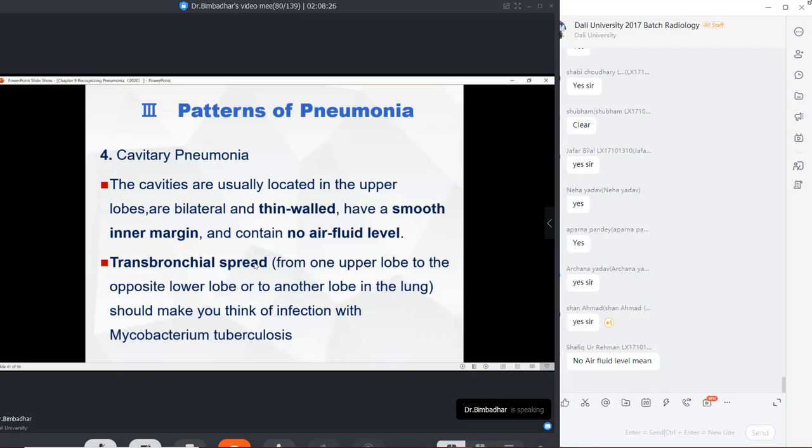Okay, an abscess is generally a healed up cavity. So that's the reason a cavity has a thin wall and a smooth inner margin. Whereas an abscess will not have a smooth inner margin, it will have a thick wall along with an irregular inner margin, and it contains an air fluid level. Whereas the cavity has a thin wall and a smooth inner margin and contains no air fluid level because it has not started liquefactive necrosis yet.